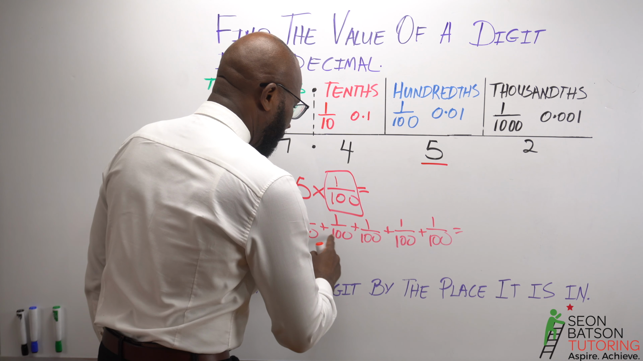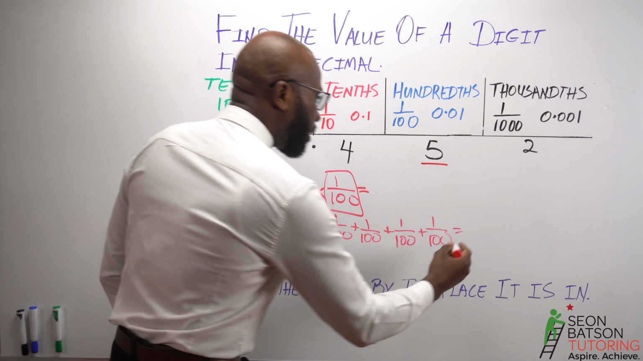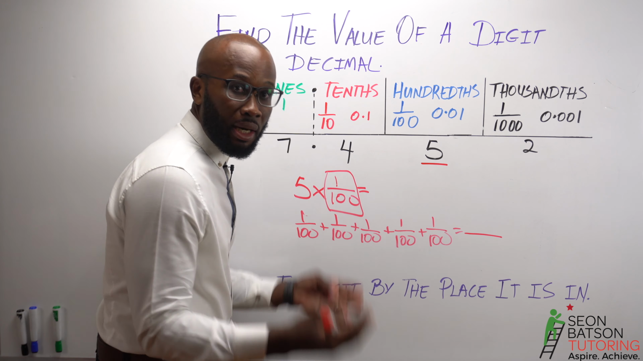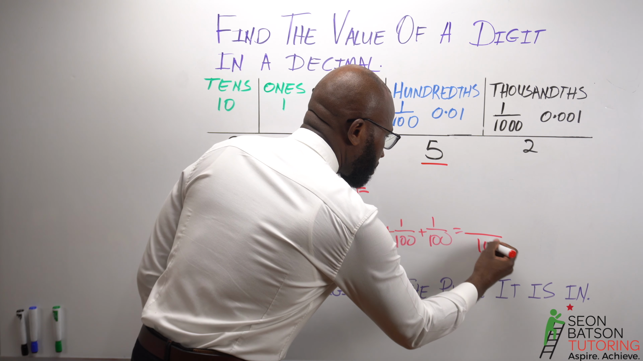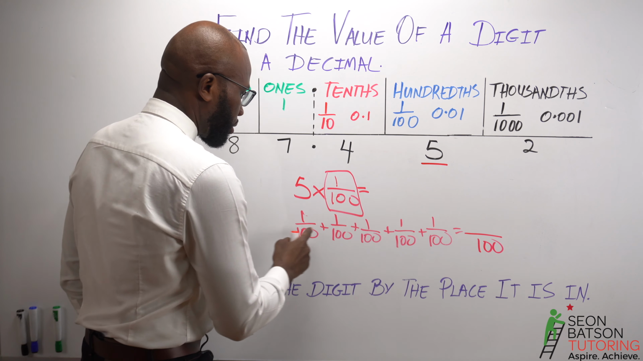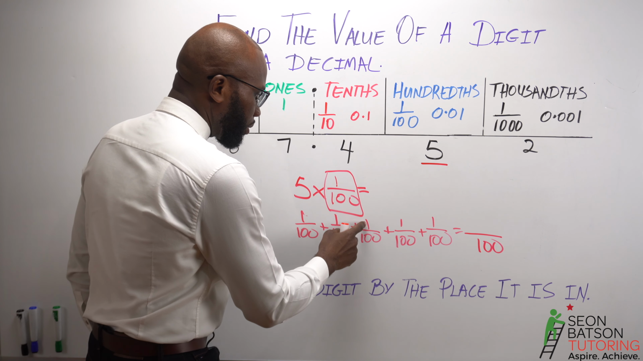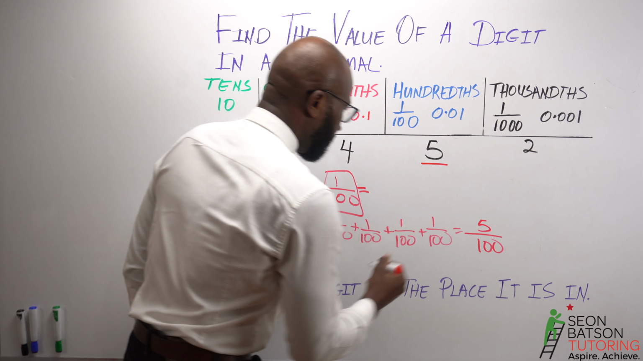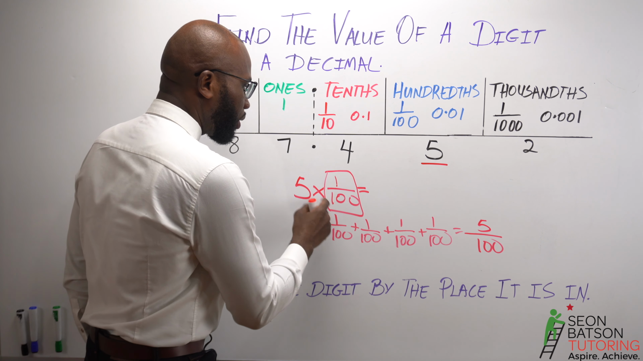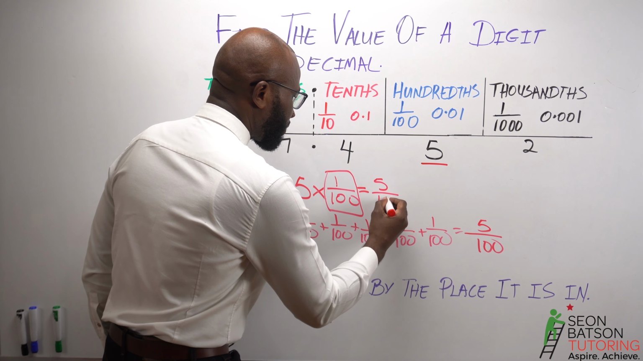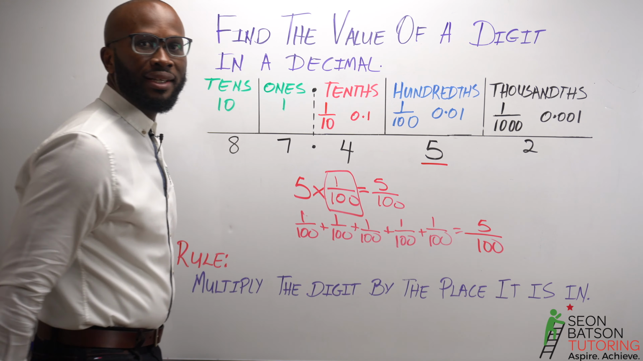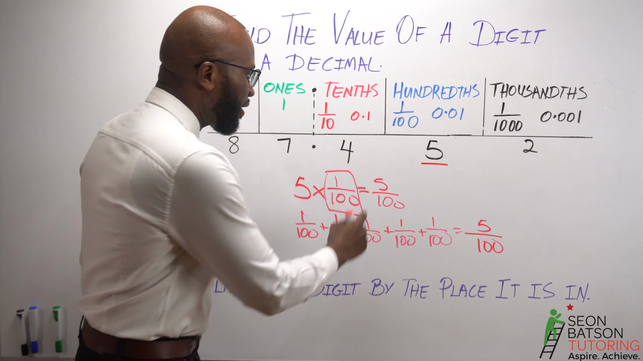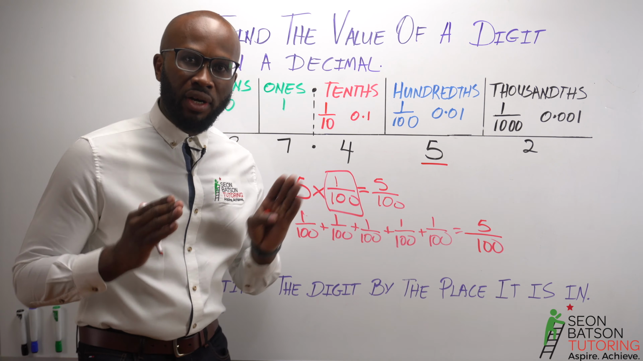Since all the denominators are the same, we can add. And remember, when you're adding fractions, you never add the denominators. The denominator stays the same, so our denominator remains 100. We add our numerators: 1 plus 1 is 2, plus 1 is 3, plus 1 is 4, plus 1 is 5. So 5 times 1 over 100 is 5 over 100, or 5 hundredths. As a fraction, the value of this 5 is 5 over 100, or 5 hundredths.